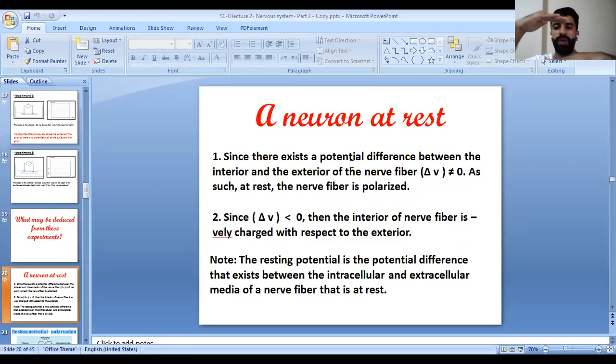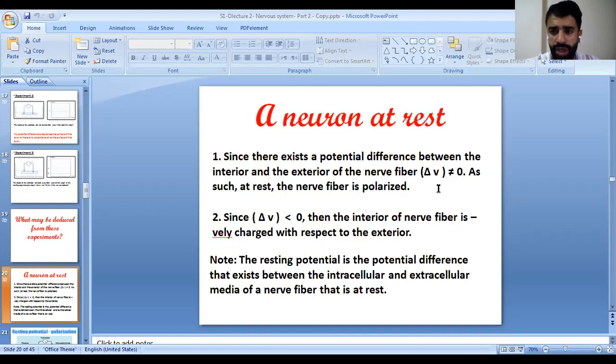So, between the interior and the exterior, we have a potential difference. So delta V does not equal zero. So this nerve fiber is said to be polarized. Since it's negative, polarized means that it's negatively charged, meaning that the internal part of the nerve fiber is negatively charged compared with the external part.